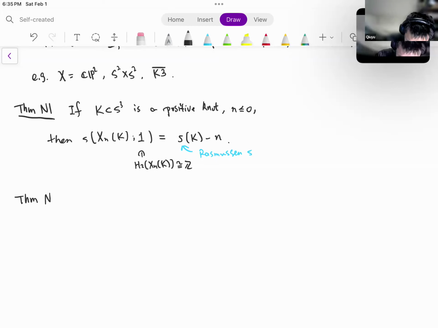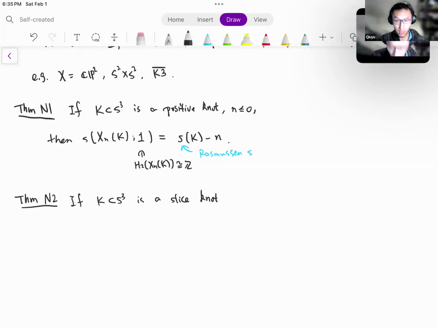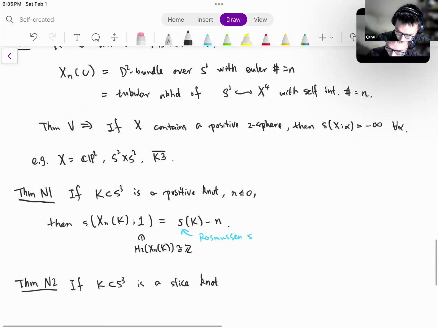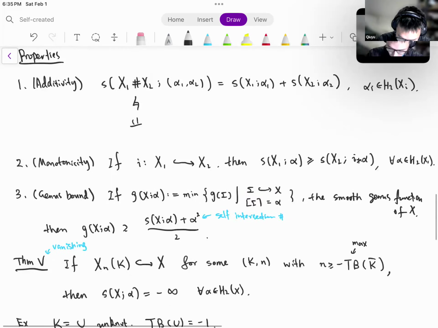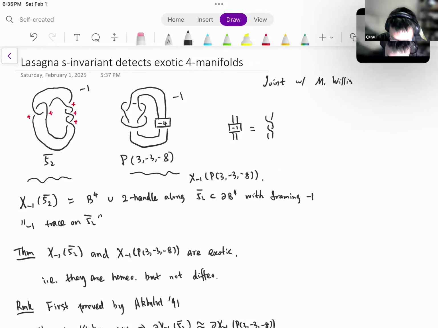And we'll need a second non-vanishing theorem, theorem N2, which says that if K is a slice knot — a slice knot means that if you put a knot on the boundary of B^4, then we can find an embedded 2-disk in the interior of B^4 with boundary exactly being the given knot K. So for example, if we go back again to our pair of knots, this second knot, P(3,-3,-8), turns out to be a slice knot because you can almost see a slice disk in this picture.